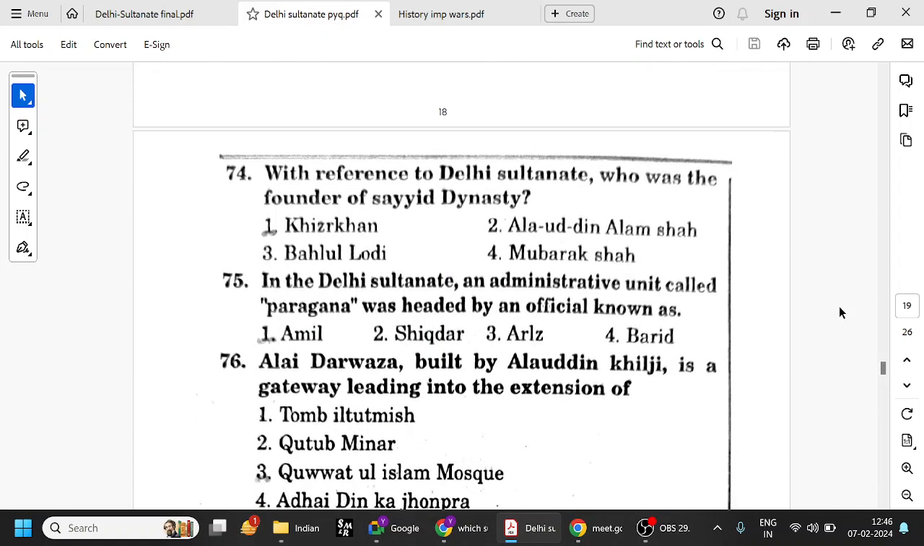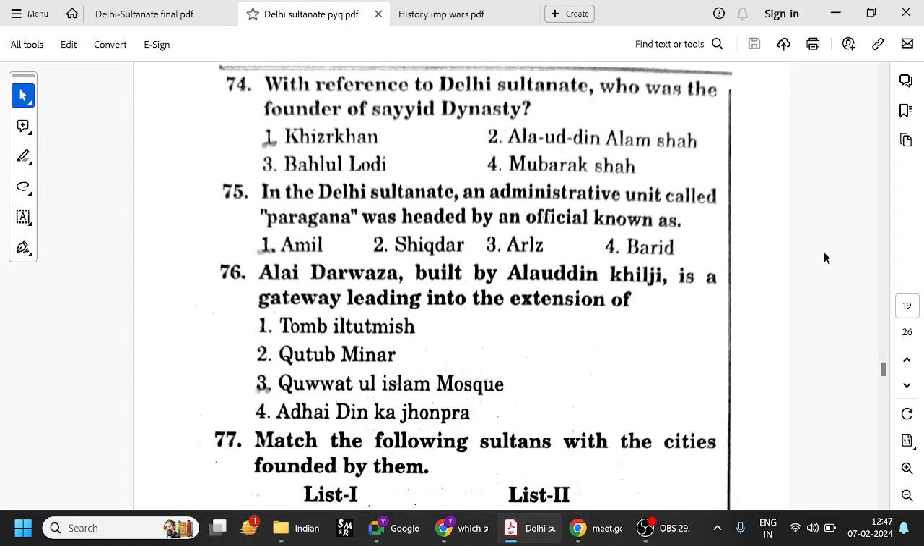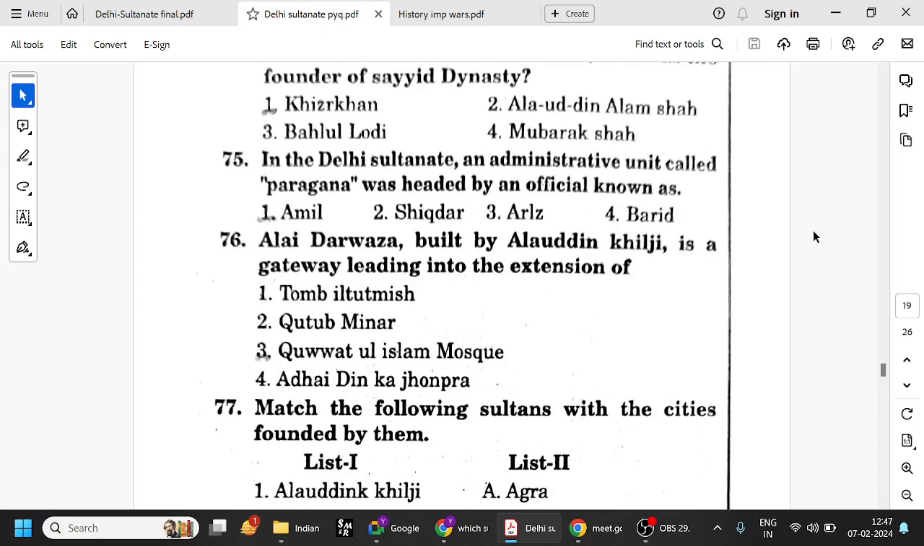With reference to the Delhi Sultanate, who was the founder of the Sayyid dynasty? We have seen Khizr Khan. After the Tughlaq dynasty, it is the Sayyid dynasty and Khizr Khan. And after the Sayyid dynasty, the Lodi dynasty, which is the first Afghan dynasty, by Bahlul Lodi. Alam Shah, I think, is the last of the Sayyid dynasty. Let us see. We have seen multiple times, the administrative unit called Pargana was headed by an official known as Amil, and he was responsible for collection of revenue, right?